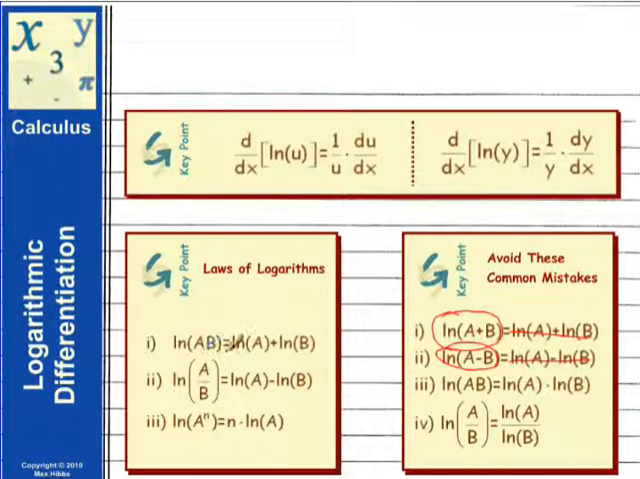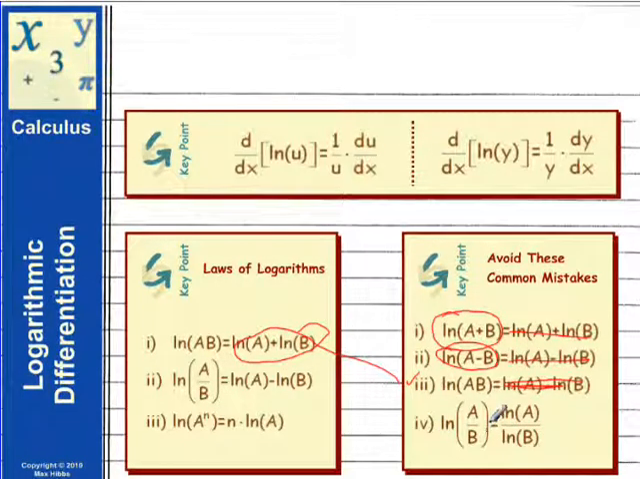The logarithm of a product is the sum of the logarithms. So don't go about saying that the logarithm of a times b is the logarithm of a times the logarithm of b. We know how to deal with this, but not in this fashion. We deal with it by saying, oh, it's the sum of logarithms.